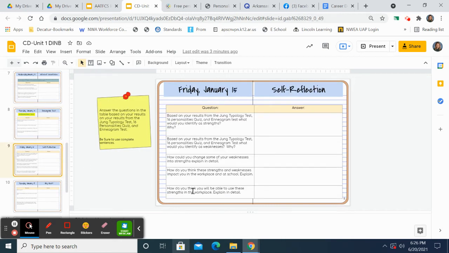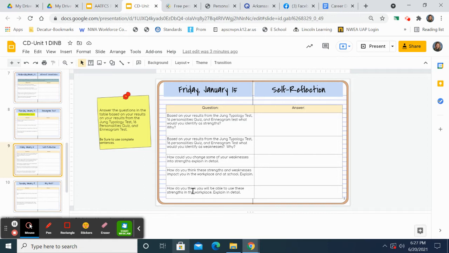And then I have them do a self-reflection. So the self-reflection piece is where they take everything they've learned from their interest inventories and their Enneagram test, and then they reflect on that. Now, some of my students are really great at this. Some of my students are not.